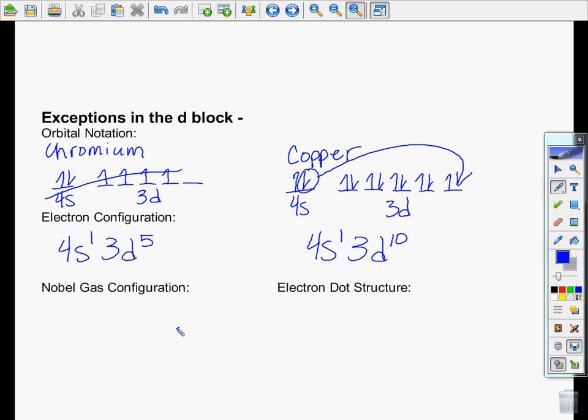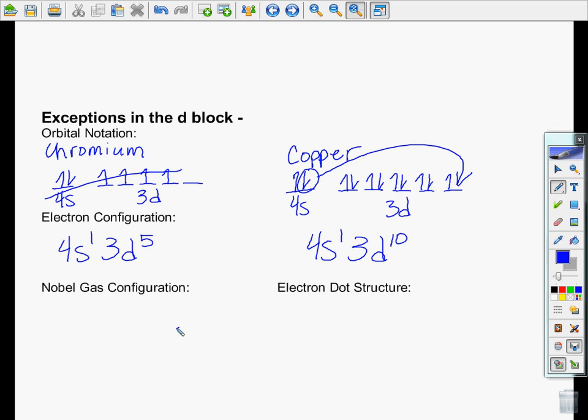Any questions about the exceptions? Isn't it true, though, that the ones that aren't filled up all the way always want to give or take from other elements, not within themselves? That's what happens in bonding. This is happening within the element itself. Yeah, that happens when things are bonding with each other. They're trying to fill up their shell, but they're taking it from other elements. This is taking from within itself.